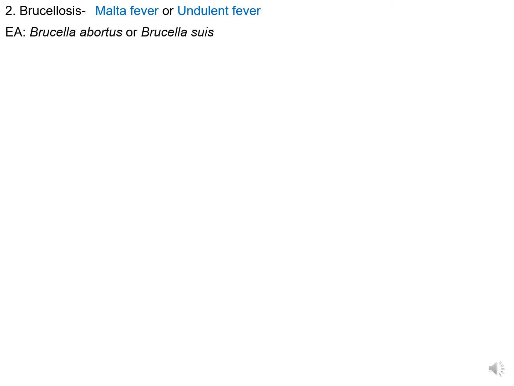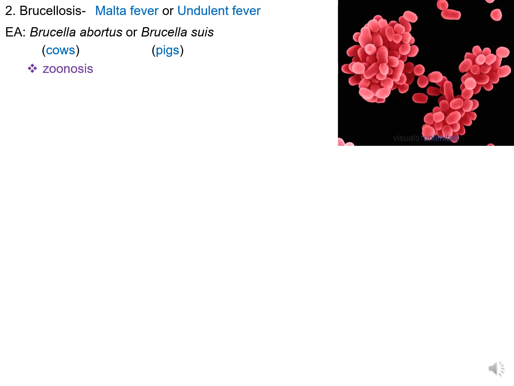Now, as far as the organisms that produce this, there are two, Brucella abortus or Brucella suis. Now, both of these come from animal reservoirs, abortus from a cow, suis from pigs. So that makes this a zoonosis. Now, when we look at this disease, you can see the gram-negative bacillus. Now, they're a very short bacillus, and they almost look like they're round, but they are rods.